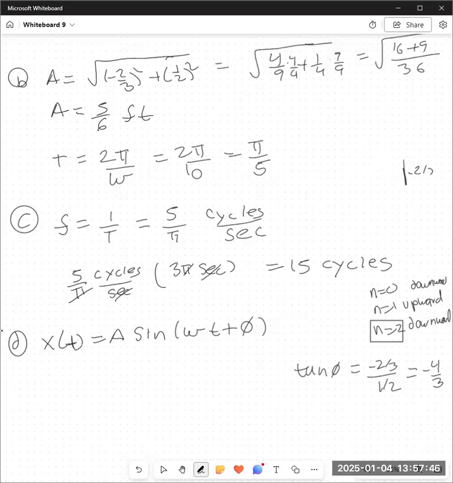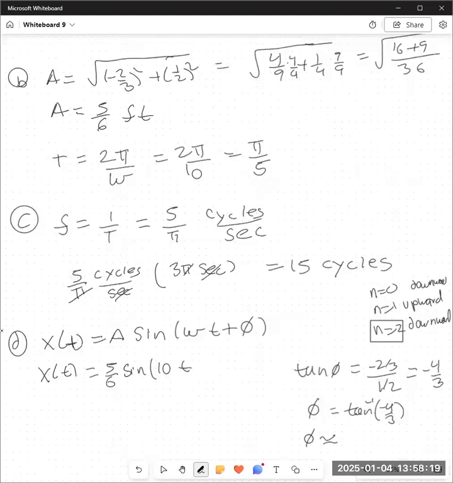Anyways, let's go ahead and go in here. This is x of t is equal to a, which we already found was 5/6, times sine of omega, which we know is 10, t, and if I find arctangent of negative 4/3, I get that phi is just about negative 0.927. So this was a plus, but it's plus a negative, like that. And so this is going to turn into 5.